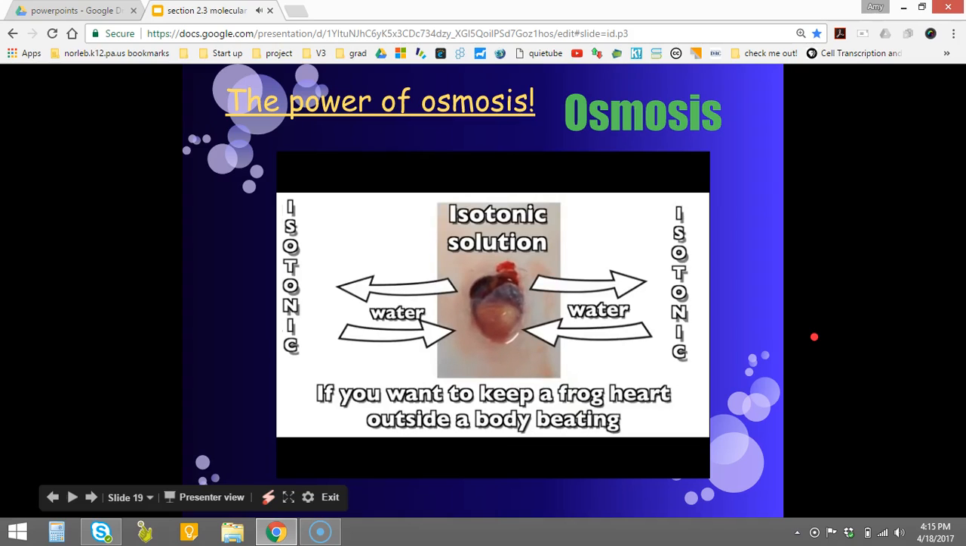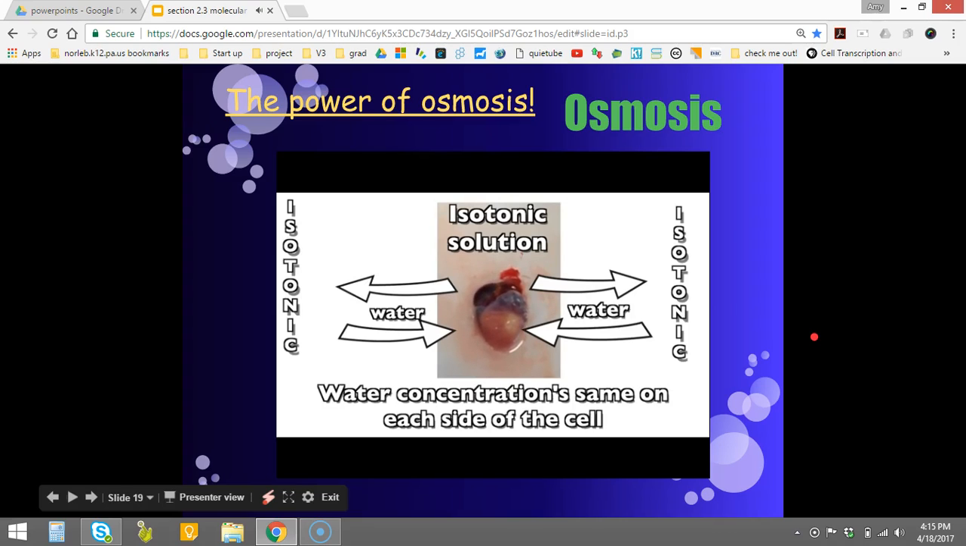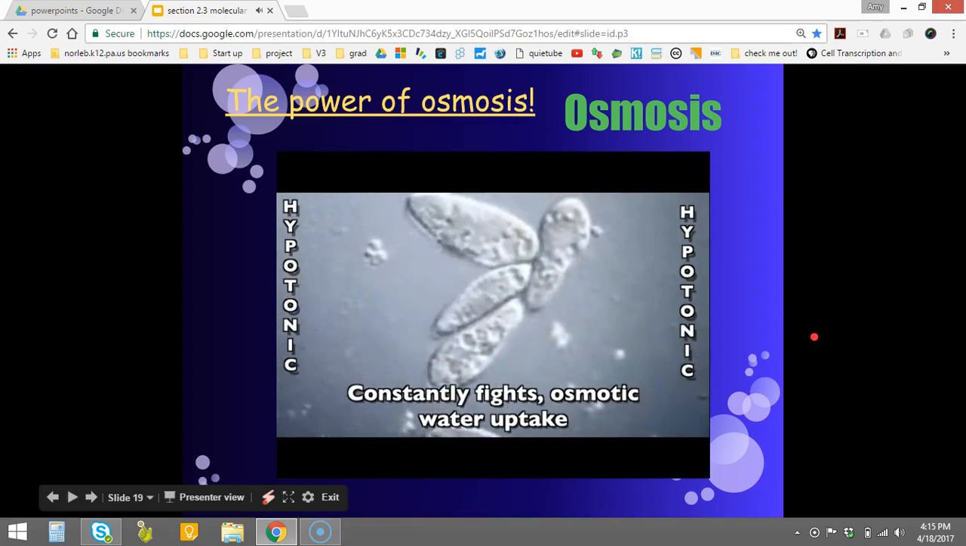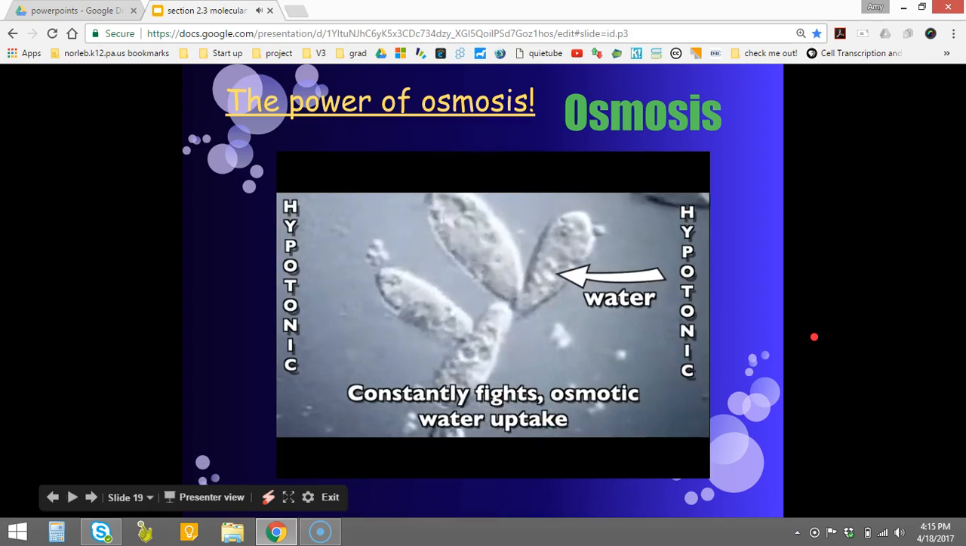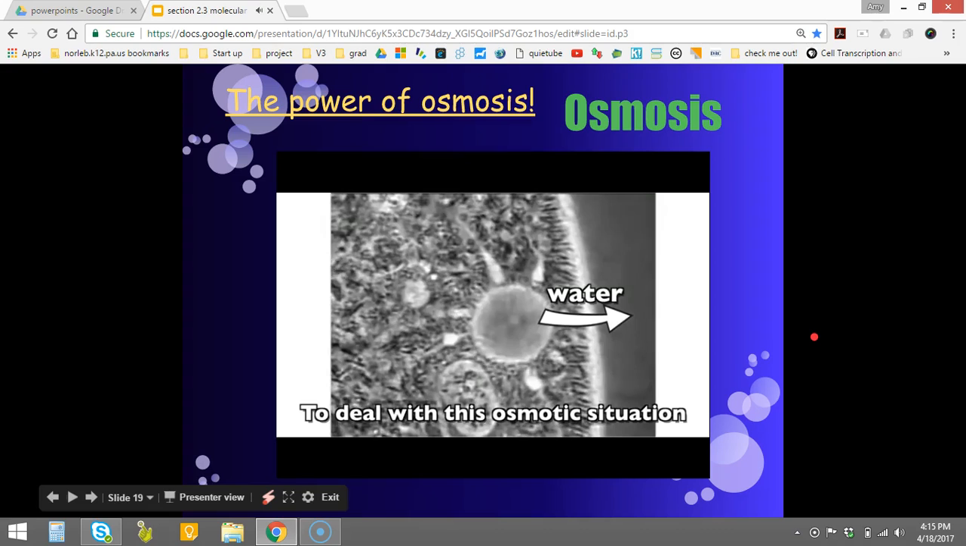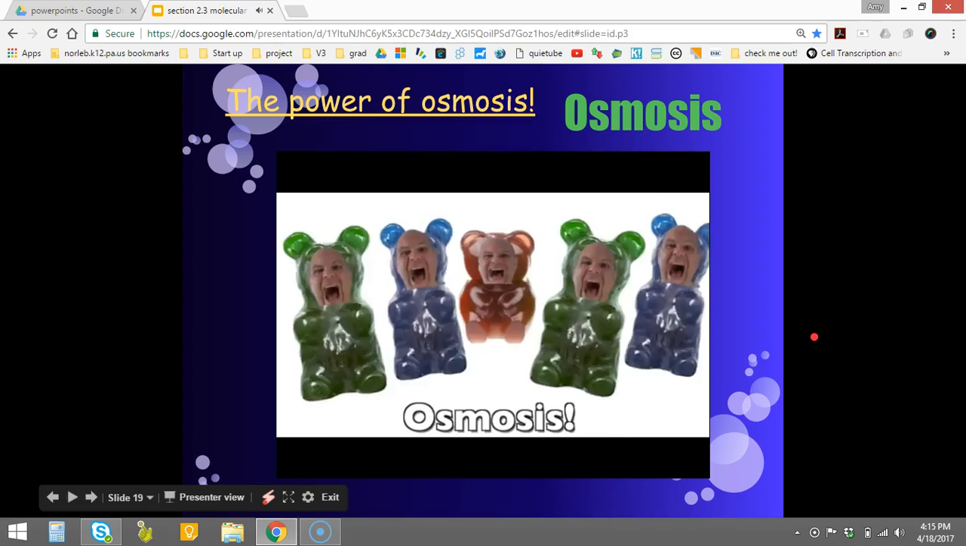If you want to keep a frog hard outside a body beating, an isotonic fluid is what you'll be needing. Water concentration same on each side of the cell. No gain or loss of water, the cells feel so swell. And a paramecium, which lives in ponds and lakes, constantly fights osmotic water uptake. The contractile vacuoles of pumping adaptation to deal with this osmotic situation.